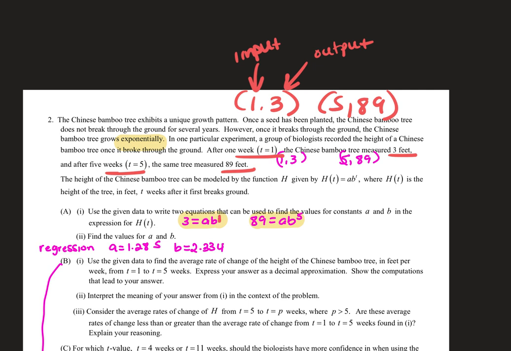So I make 1 here. 3, h of t is your output. So I make that your 3. Leave a and b alone when you're setting up your equations. And then the second one, your input is 5. That's the exponent. The output is 589. And then again, leave it alone. And then I ran the regression to get A and B.